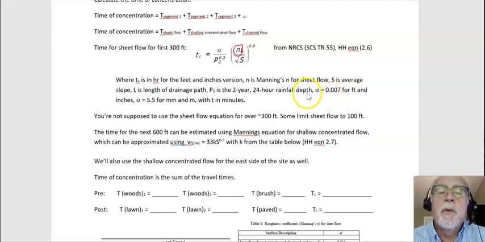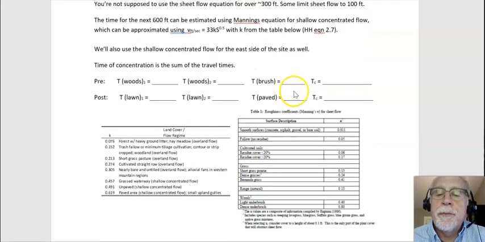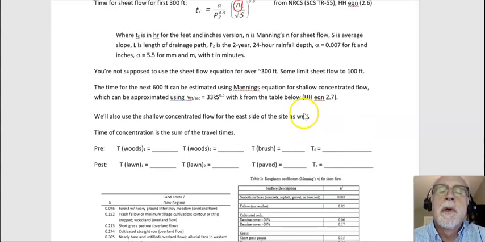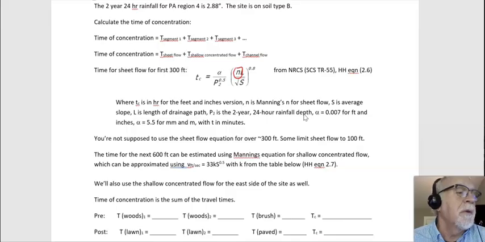For the pre-development, the woods part, I'll use an n of 0.4 for woods with light underbrush. Wait a minute, it's a factor of 2. That's a big deal. So as I keep saying, there's a lot of uncertainty in these. So this is going to be 0.40.